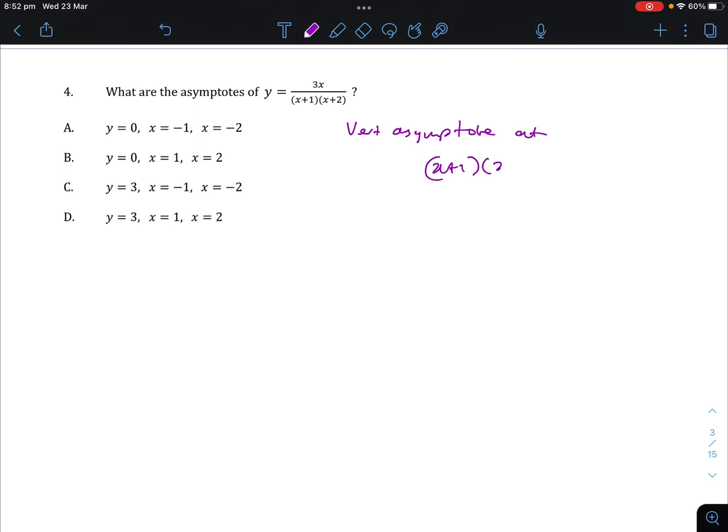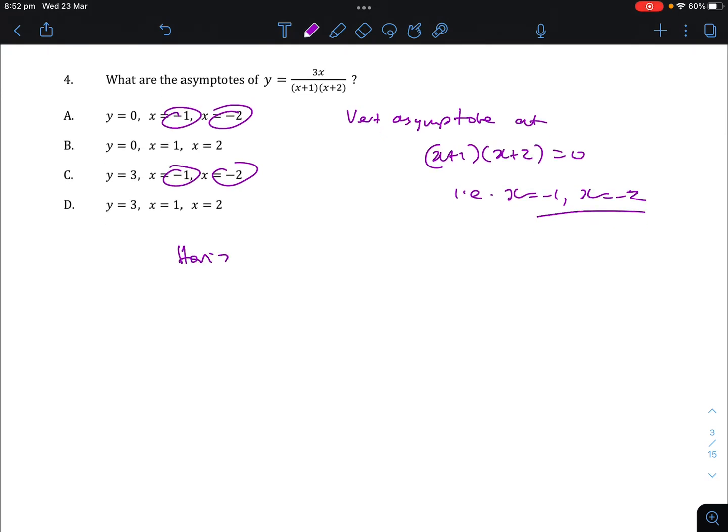Where x plus 1 and x plus 2 are 0, i.e. at x equals -1 and x equals -2. I think that seems quite clear to most of you. But the next question being the horizontal asymptotes. So the horizontal asymptotes are given from the limits, basically.